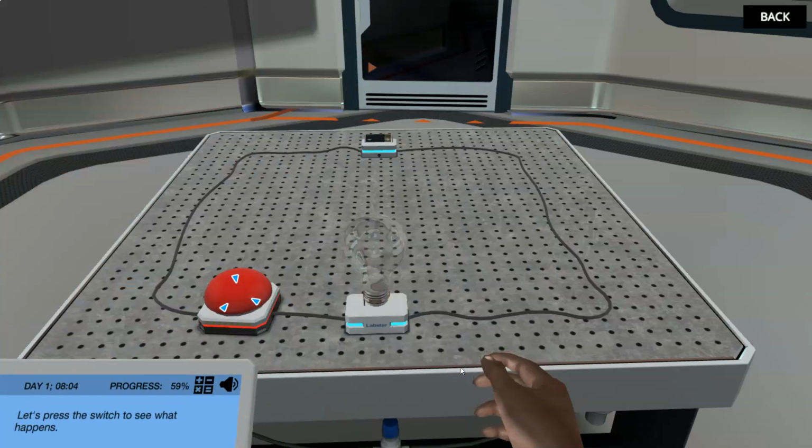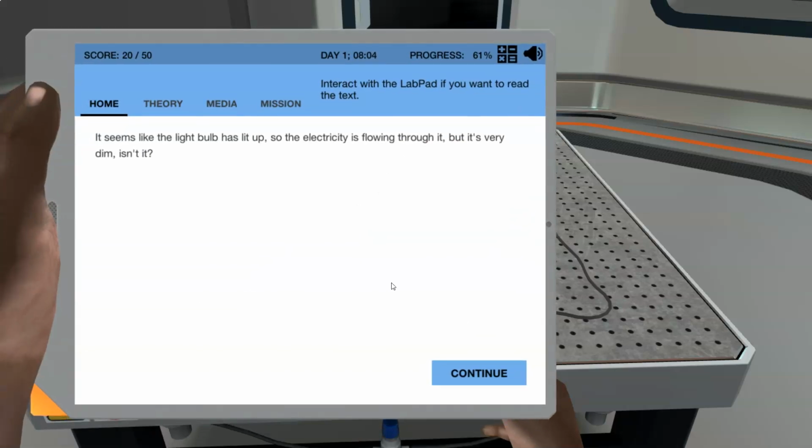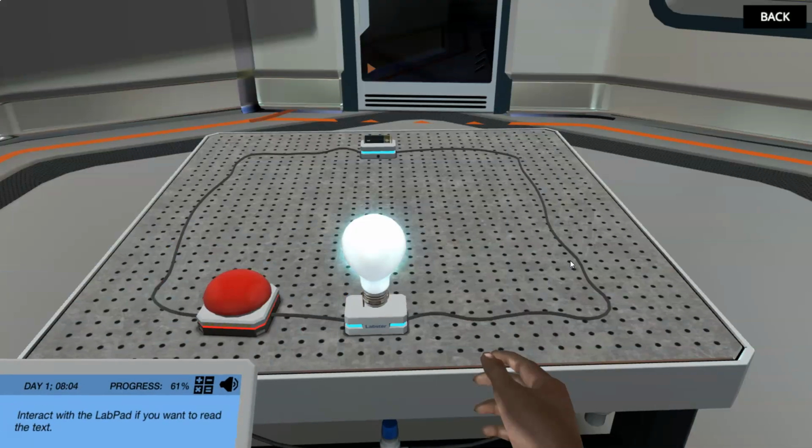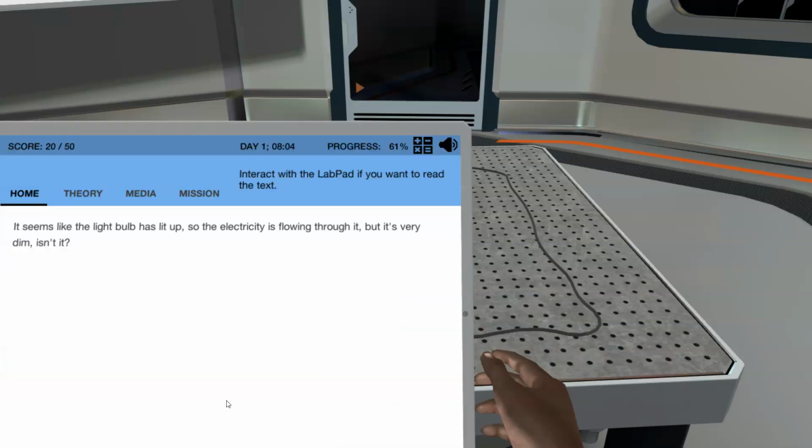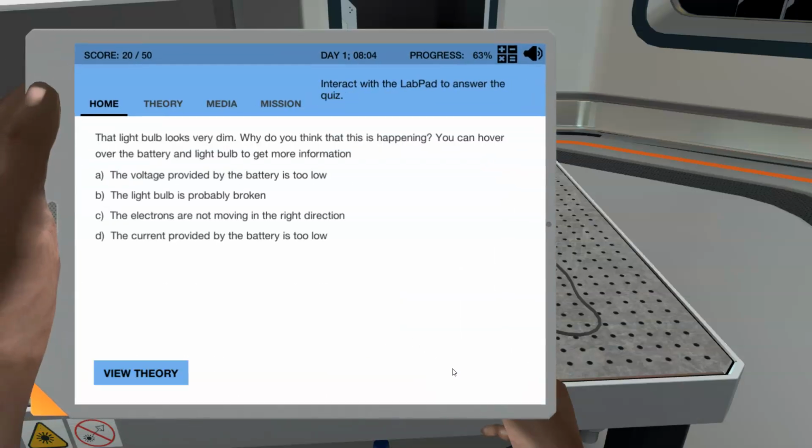Let's press the switch to see what happens. It seems like the light bulb has lit up, so the electricity is flowing through it, but it's very dim, isn't it? That light bulb looks very dim. Why do you think that this is happening? You can hover over the battery and light bulb to get more information.